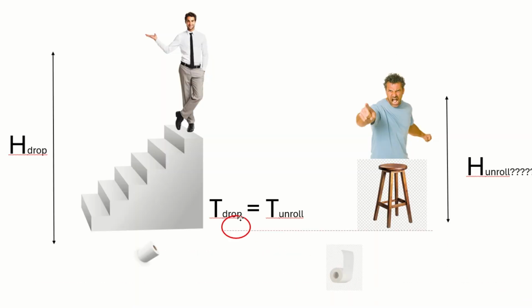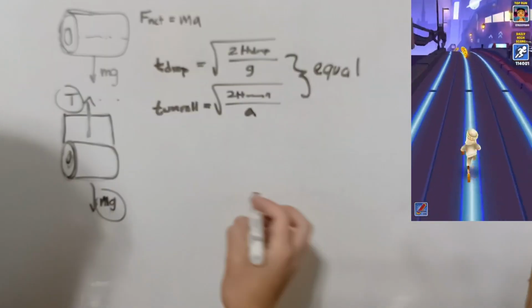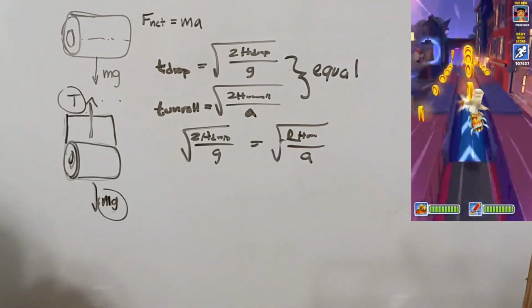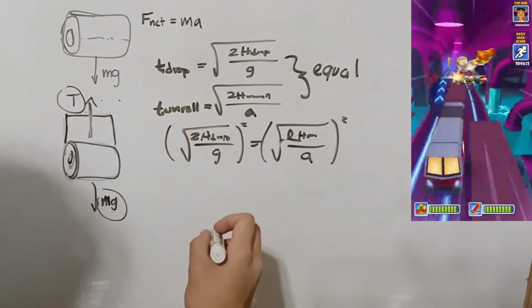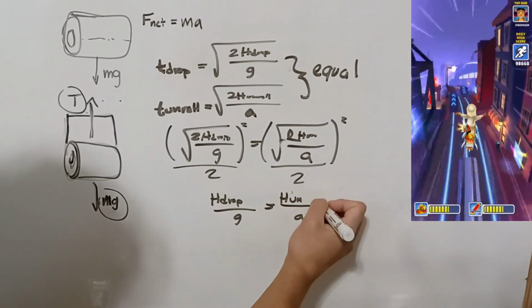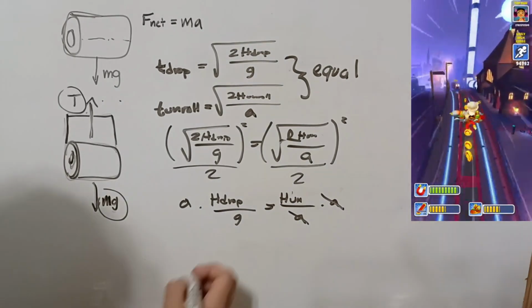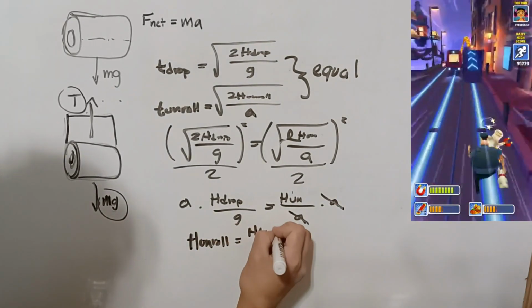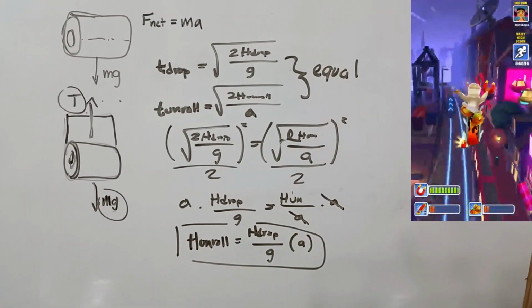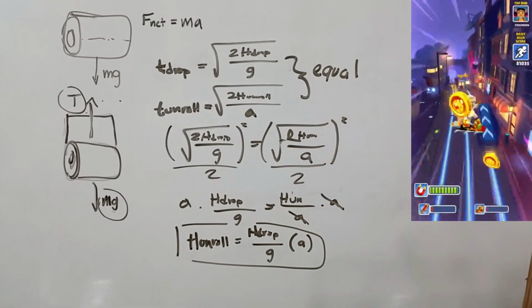We know from the question that both rolls hit the ground at the same time, so we can set both equations equal to each other, and solve for the height at which the unwinding toilet paper should be dropped. We do this by squaring both sides of the equation, dividing by 2, and multiplying by a, to get the height at which the unrolled toilet paper is equal to the height of the dropped toilet paper divided by g and multiplied by a.